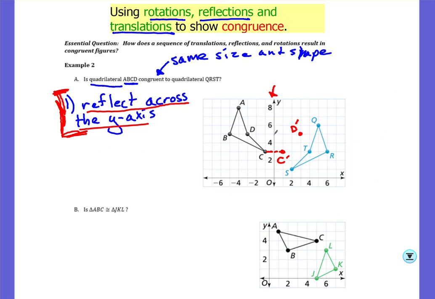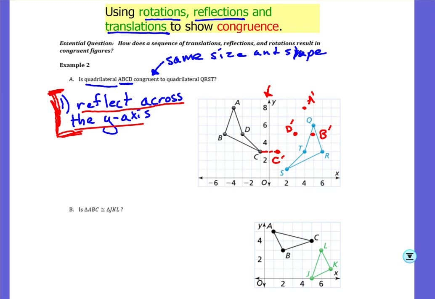It's 5 away. So let's draw it 5 away over here, and that'll be B prime. And then finally we got A, which is 4 away from the y-axis. Let's draw it 4 away from the y-axis on the other side, and we've got A prime. And then we can just connect our lines. So I'll go ahead and do that now.